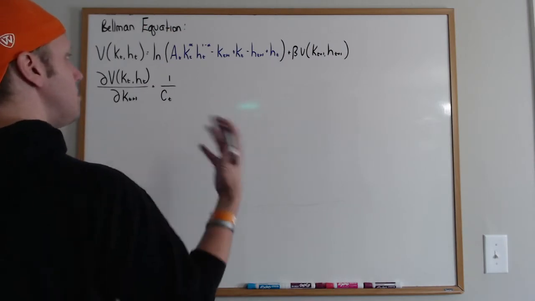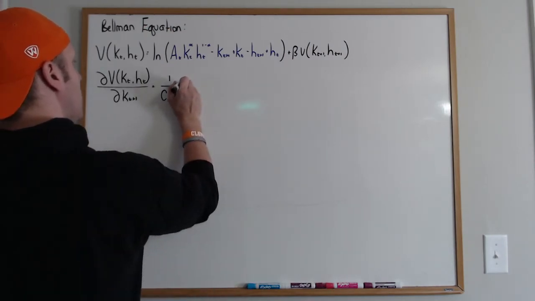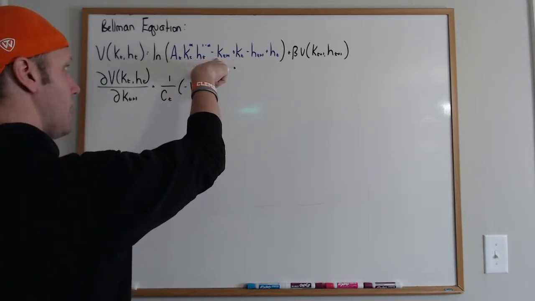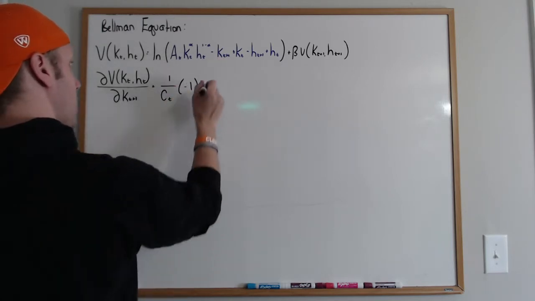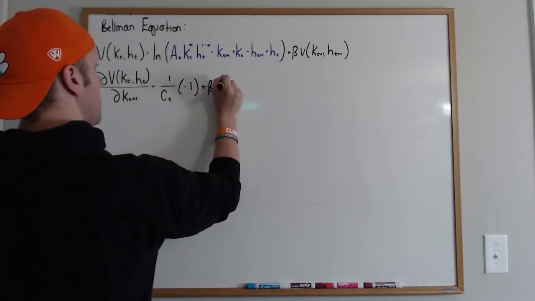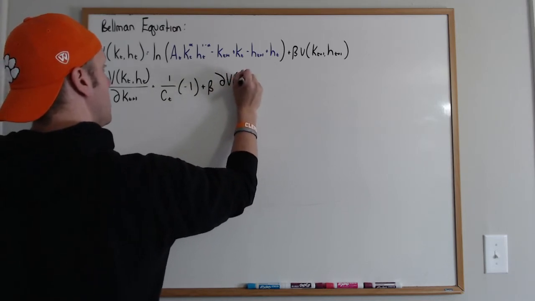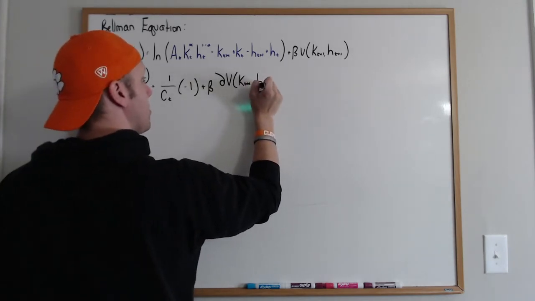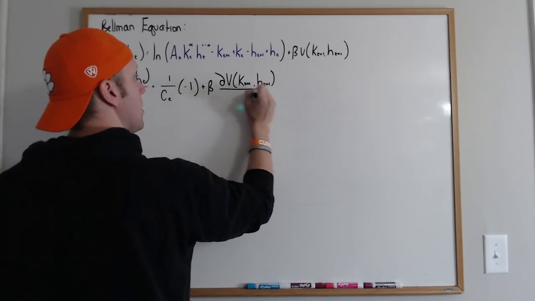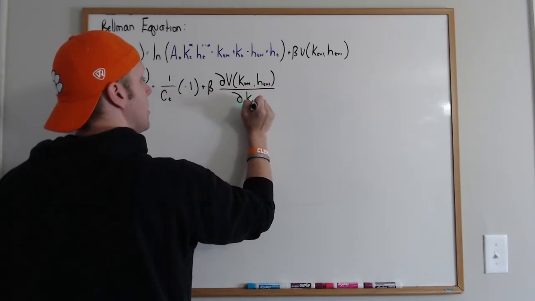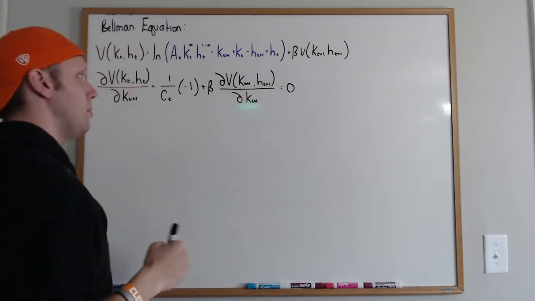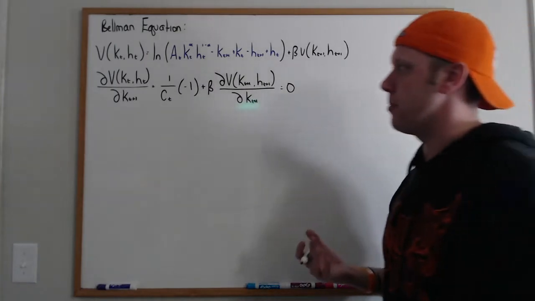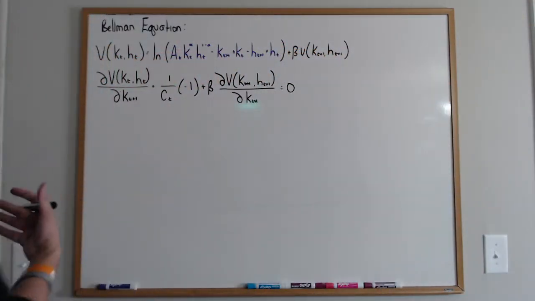Either way, you've got to remember the chain rule. The derivative of the inside with respect to k_{t+1} is negative 1. So it's 1 over c_t times negative 1 plus beta times the partial of V(k_{t+1}, h_{t+1}) with respect to k_{t+1}, and we set that equal to 0. Cool. Aside from that h_{t+1} thing, nothing really looks all that different. So let's do the next derivative.